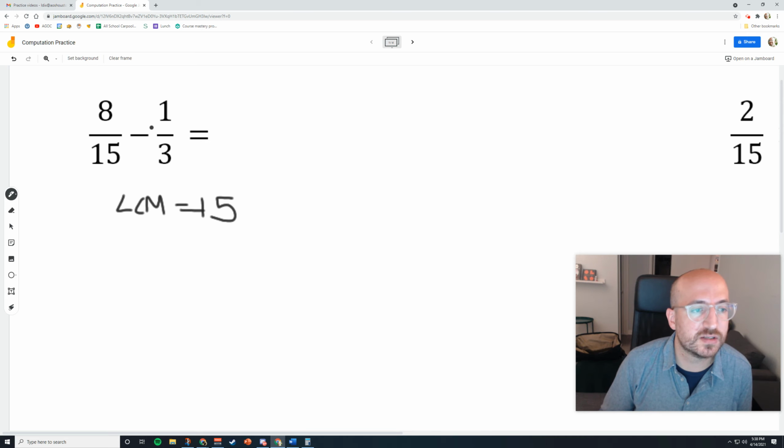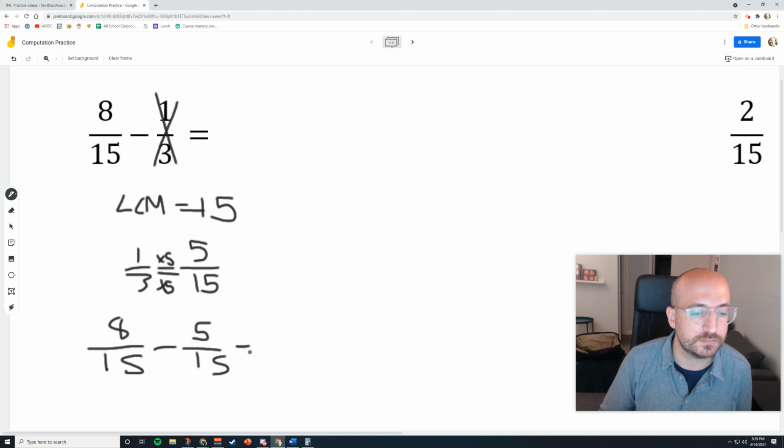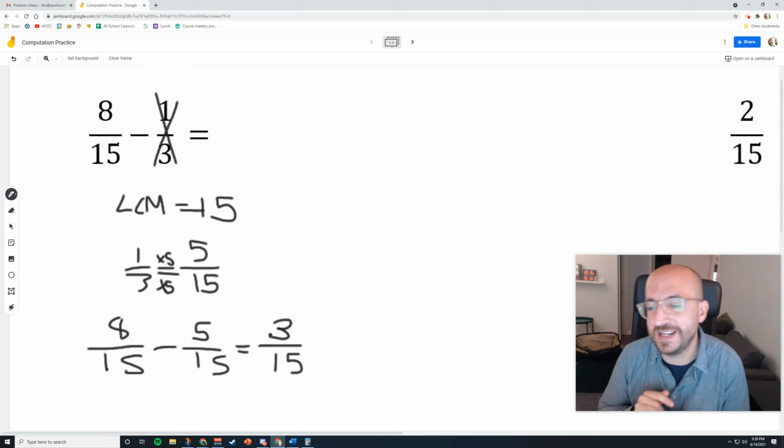So I can just rewrite this as some 15ths. 1/3, do you know how many 15ths that is? You just multiply the bottom times 5, multiply the top times 5, and you would know that 1/3 is the same as 5/15. So now we have 8/15 minus 5/15, and we can just subtract straight across. Now, of the numerator, we get 3/15.